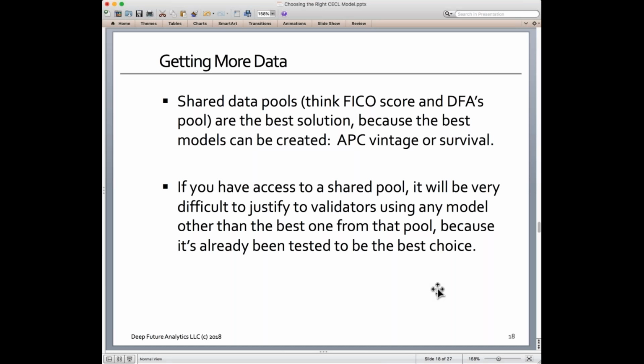And as far as, I do want to make one point about shared pools. There's a lot of confusion about how to prove that you're like the pool. The confusion is because if you do a peer group study where you compare your loss rate to a group of peers, then you want to be as close to your peers as possible. A shared data pool is the opposite. The best model comes from a diverse pool of lenders.